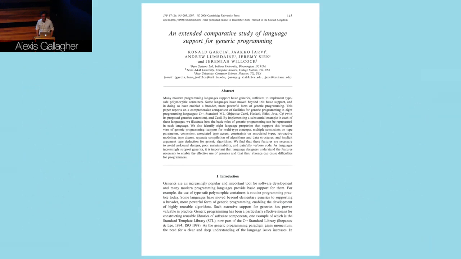And this reviews in detail the generic support in Haskell, Standard ML, Java 1.3 at the time, C#, C++, a language called Eiffel, and it implements a significant generic graph library in all of these languages. And then it looks at what are the problems. Like, oh, it was really easy to do in this language. It was hard to do in this language. It was okay in this language.